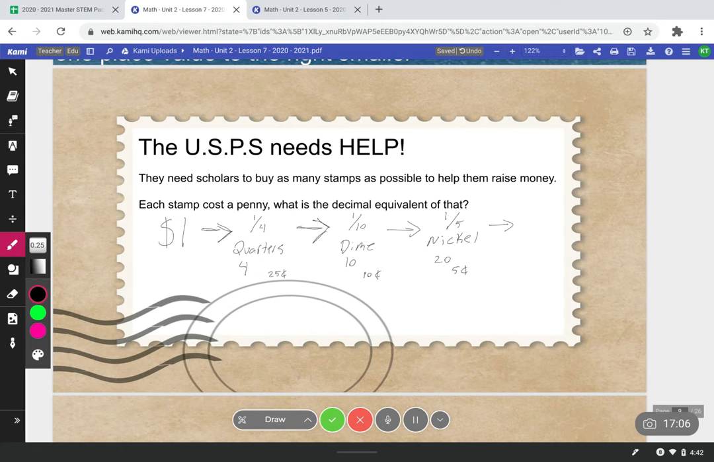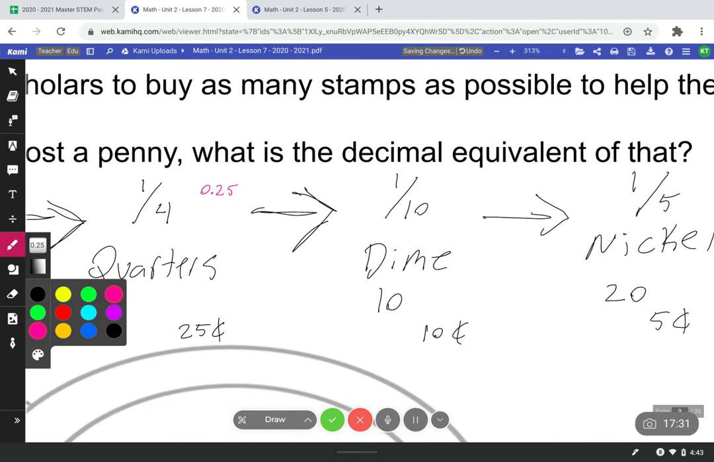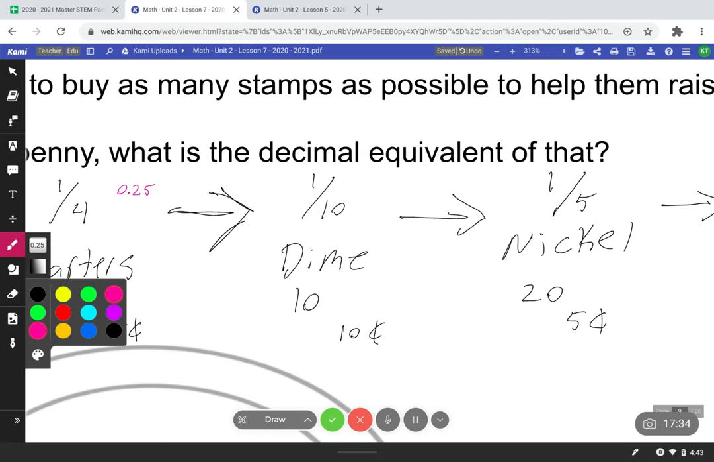Now let's do penny. You need 100 pennies for $1. So 1 cent. If you have 1 penny, you have 1 out of 100. 1/100th of $1. So the decimal form, 1 quarter would be 25 hundredths. 1 dime would be 1/10.